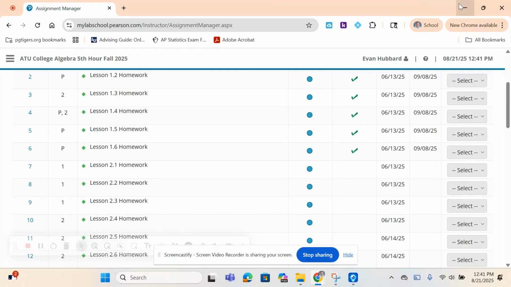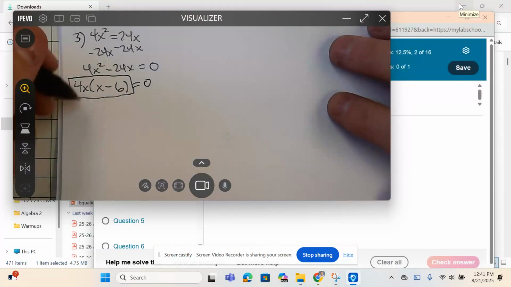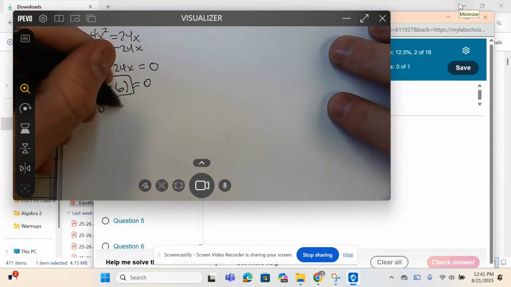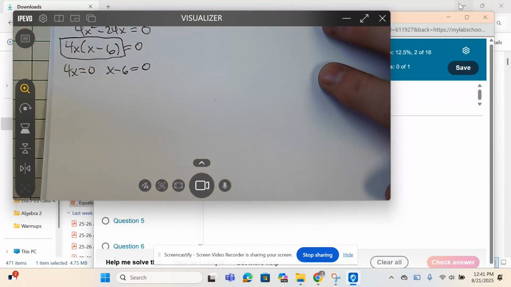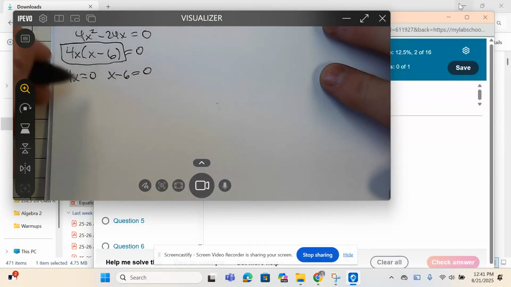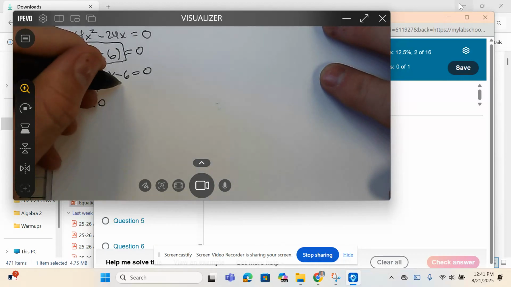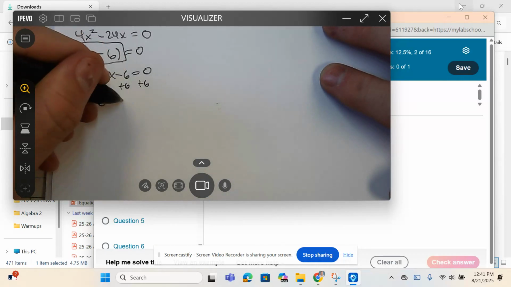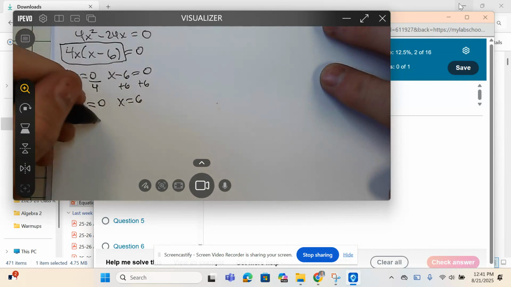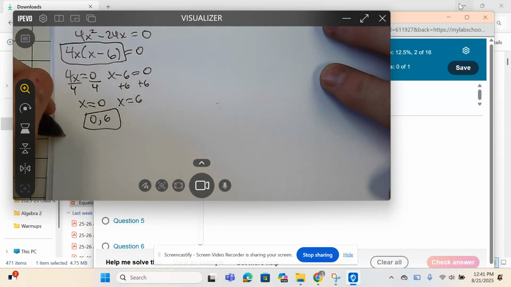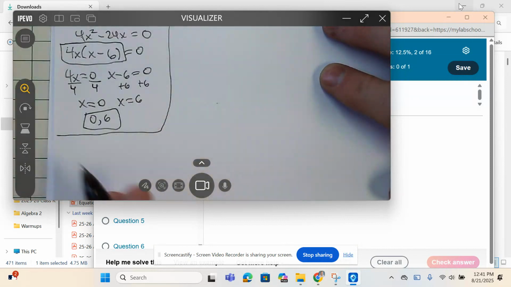All right, next we're going to set each of these factors equal to 0. So 4x equals 0, x minus 6 equals 0. Divide by 4, 0 divided by 4 is 0. Add 6, x equals 6. So it'd be 0, 6. That would be your solution set.